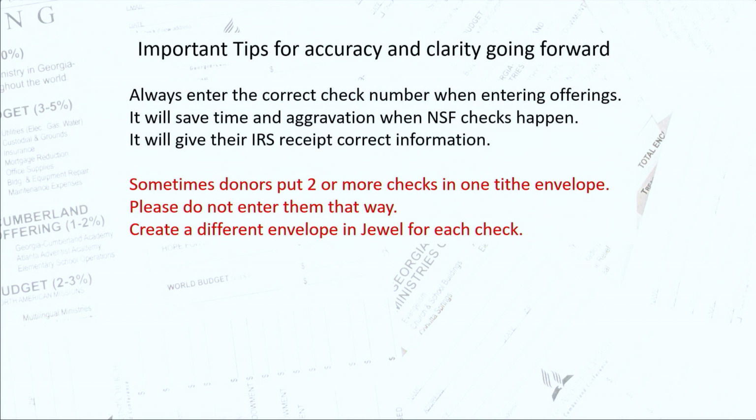Sometimes donors put 2 or more checks in their tithe envelope. Please do not enter them that way. It happens more than you might think that one of the checks is returned and the other one is not. When that happens, you need to contact me so that I can split the 2 checks out for you. To avoid this, create a different envelope in Jewel for each check. If you know the donor, it's okay to ask them to only put 1 check per envelope to help you out. You can blame it on the auditor if you wish.